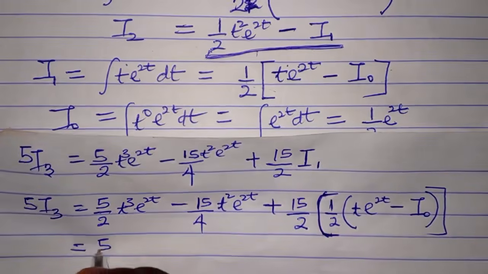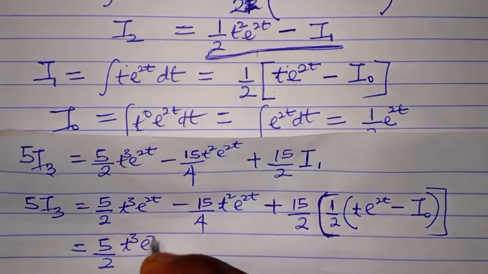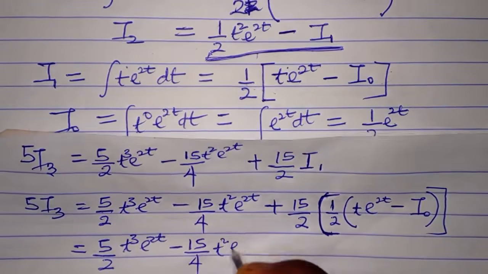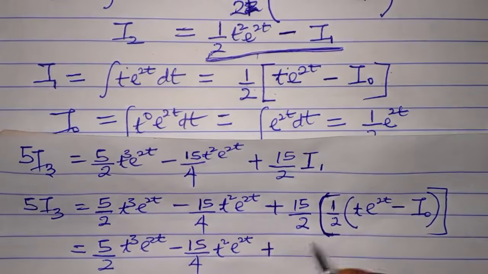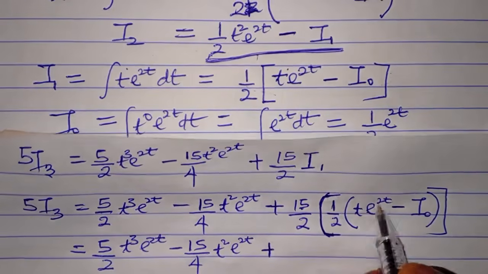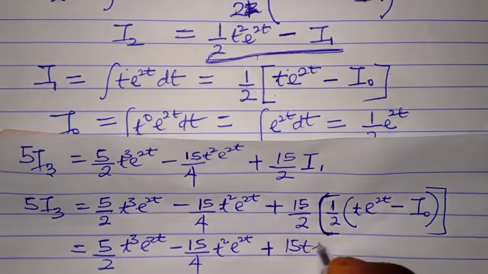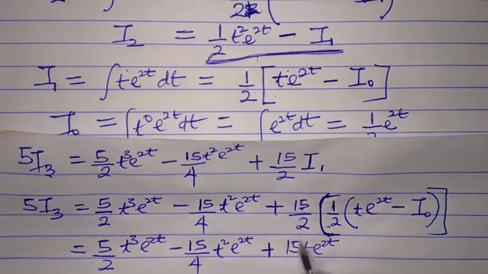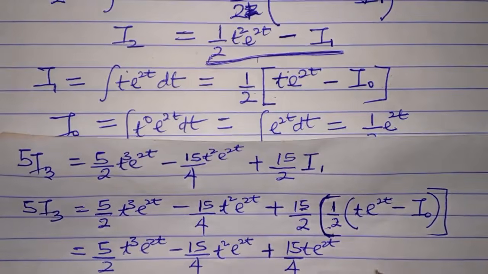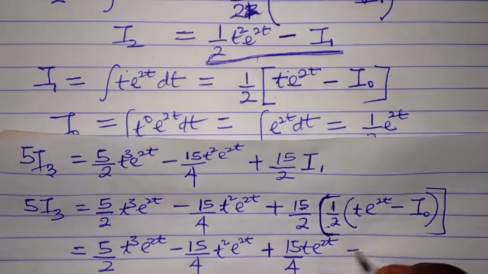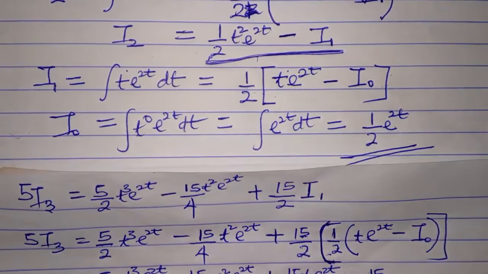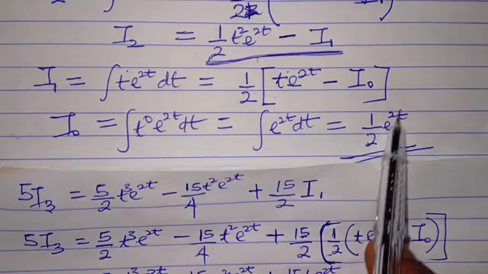So this is 5 over 2 t cubed e to the power of 2t minus 15 over 4 t squared e to the power of 2t plus, if I expand this bracket, 15 times 1 times t e to the power of 2t is 15t e to the power of 2t, 2 times 2 is 4. And 15 over 2 times 1 over 2 is 15 over 4 times minus I naught is minus 15 over 4 I naught. But I naught has a value which is 1 over 2 e to the power of 2t.